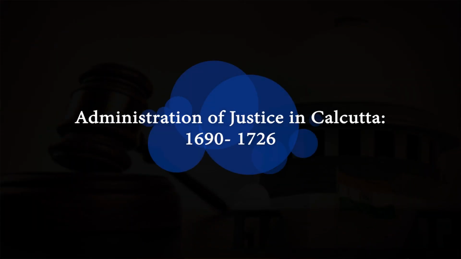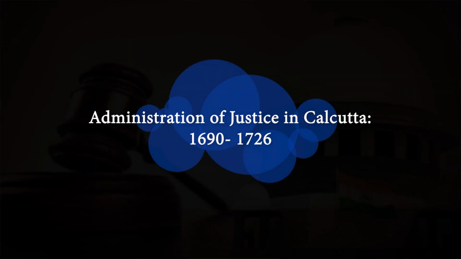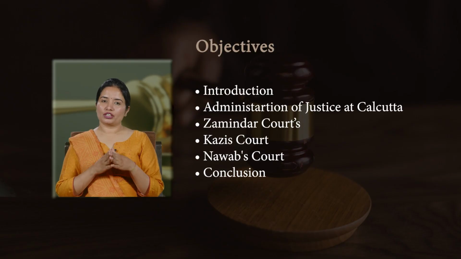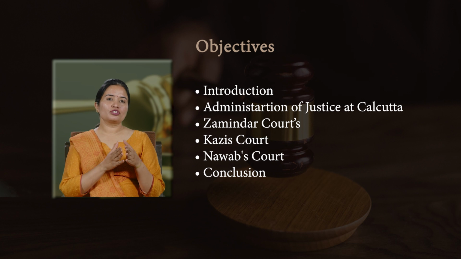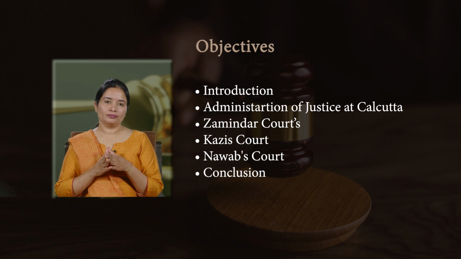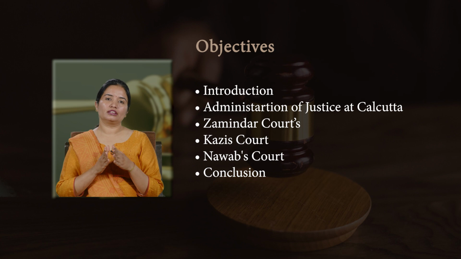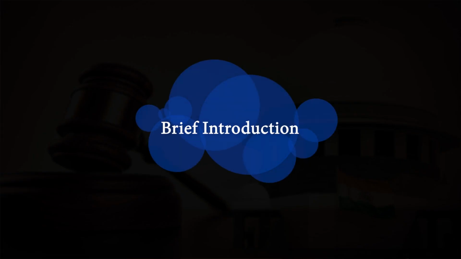In the present module, we will learn about the administration of justice in Calcutta 1690 to 1726. My dear viewers, the objectives of the present module are firstly introduction, then administration of justice at Calcutta, then Jamidar's courts, Qazi's court, Nawab's court, and finally the conclusion. Dear learners, let's begin with the brief introduction of the topic.